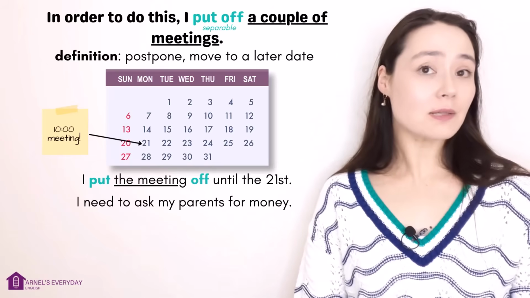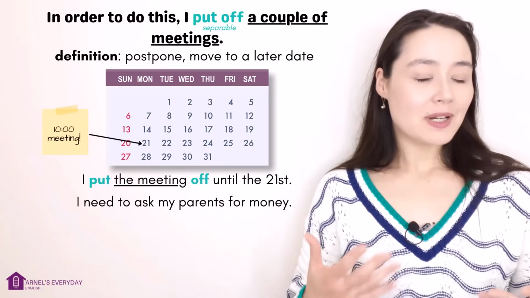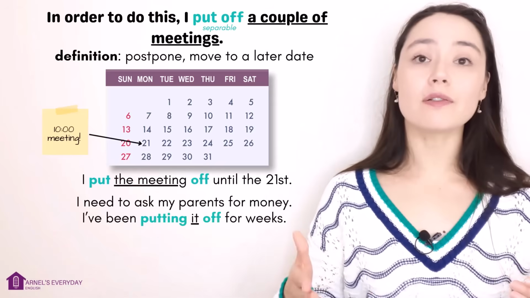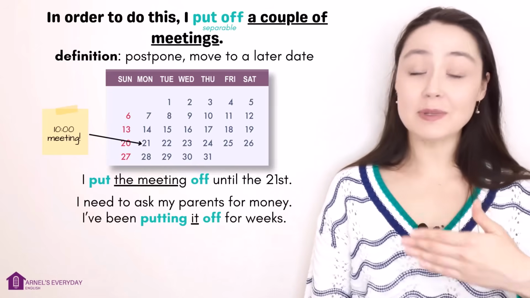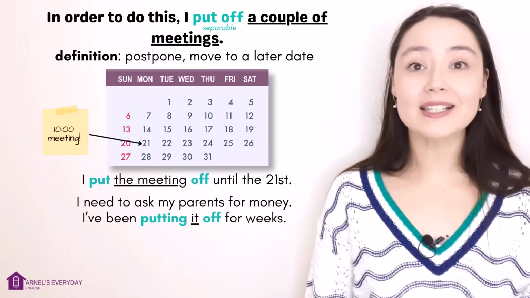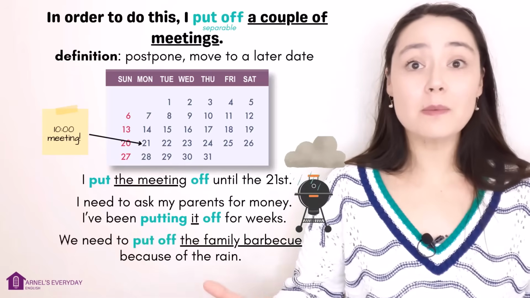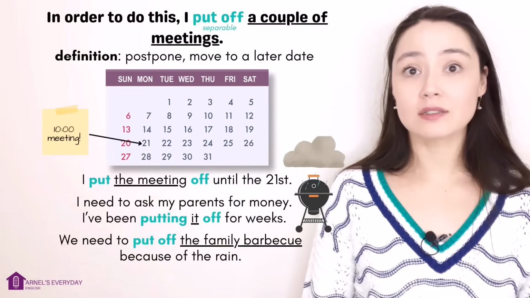I need to ask my parents for money, but I'm a little bit embarrassed to do this. I've been putting it off for weeks. I've been delaying it for weeks. We need to put off the family barbecue because of the rain.